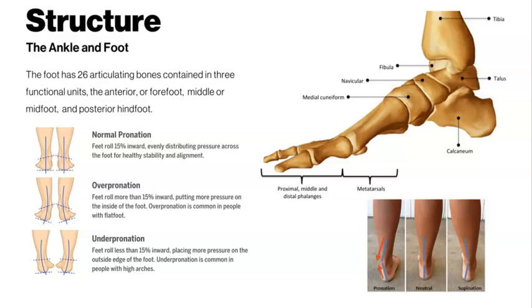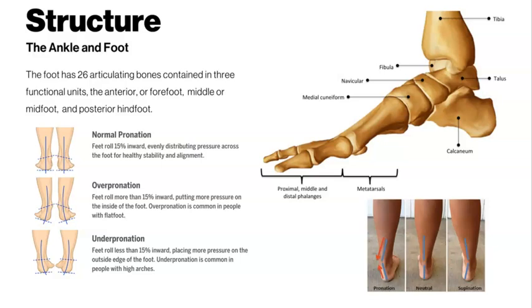The structure of the ankle and foot has two main articulations, the tibia and the fibula, which form a deep socket in which the talus sits. The tibia's medial malleolus and the fibula's lateral malleolus create this mortise, allowing the ankle to move primarily in dorsiflexion, that means upward motion, and plantar flexion, that means downward motion.